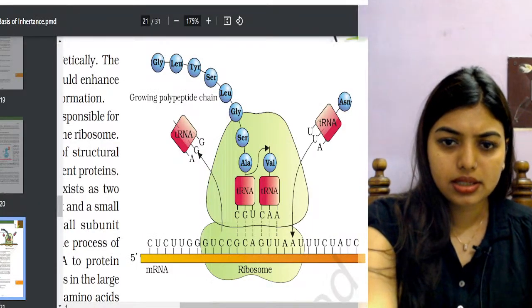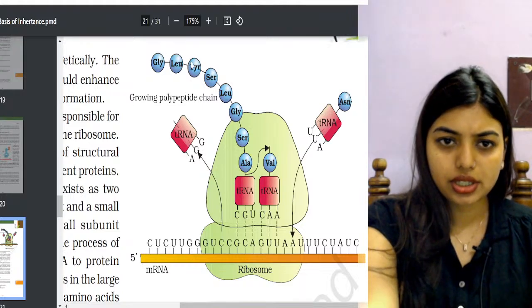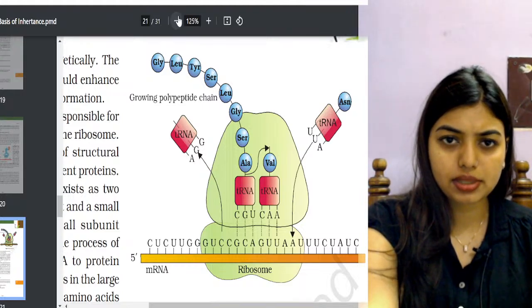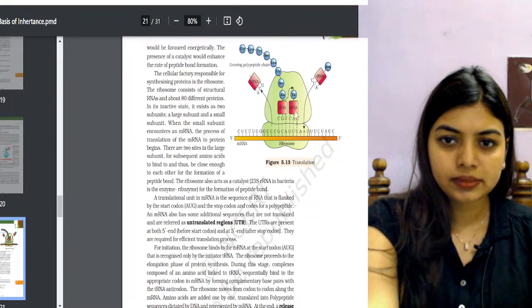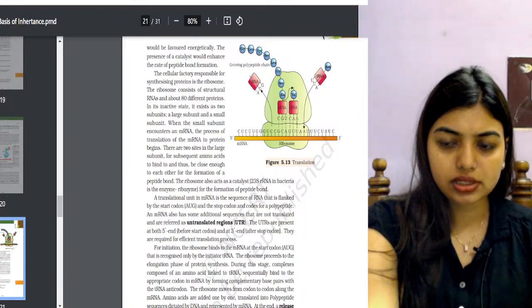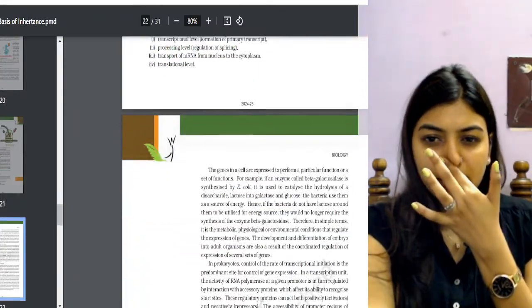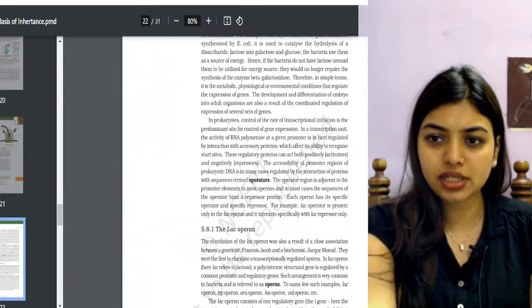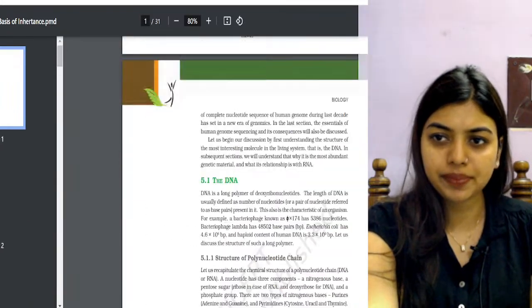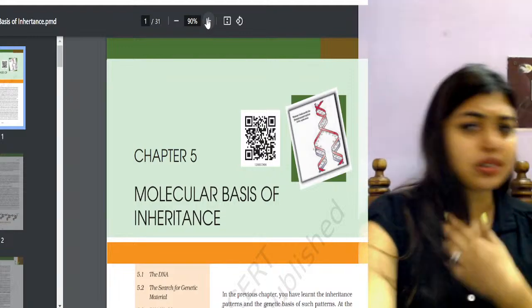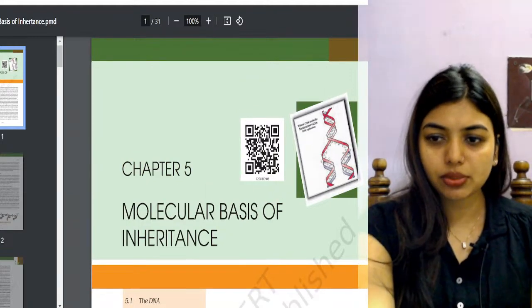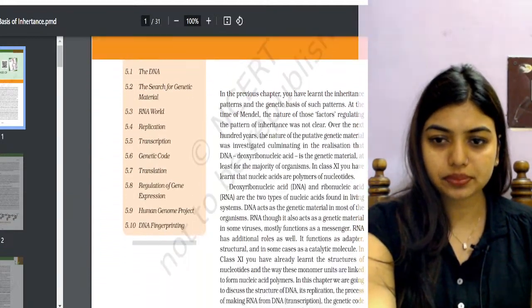Now students, if you look here, this is the molecular basis chapter. So here we have done all this. We have done this regulation. From starting, if we go, this is a big chapter. Okay, so molecular basis of inheritance.